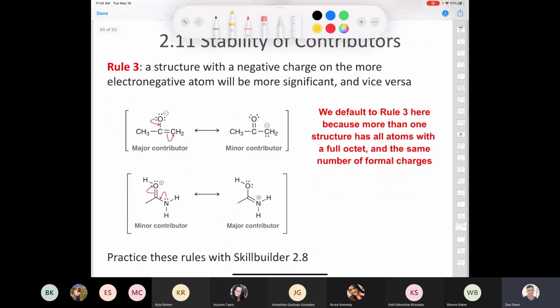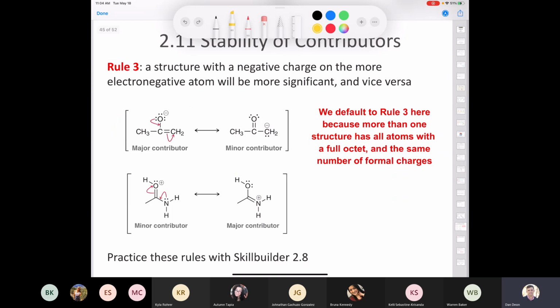Rule number 3, a structure with a negative charge on the more electronegative atom is going to be more significant. And if we have a positive charge on a more electropositive atom, well, that's going to be a more significant resonance contributor. You look at these two resonance contributors, nothing wrong with either of them. All the atoms have complete octets, except for the hydrogens, of course, which have complete duets.